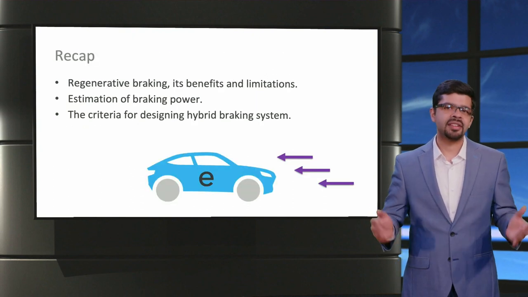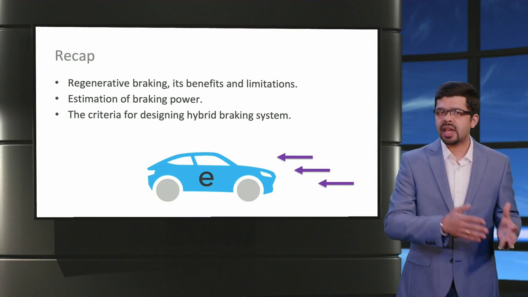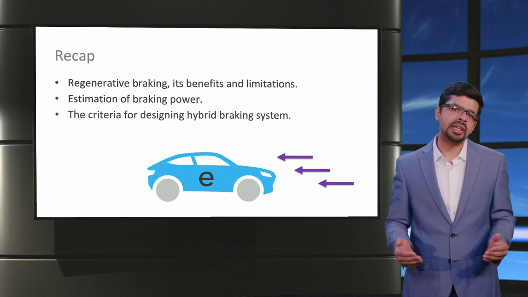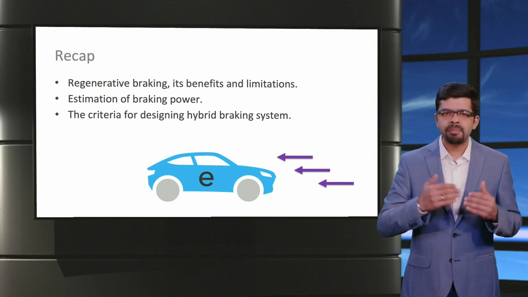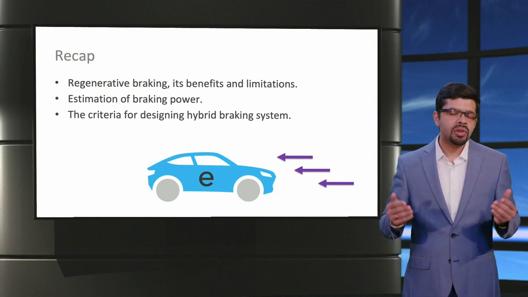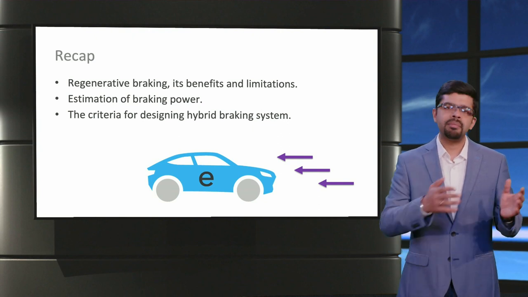So, to summarize, we have learned what regenerative braking is and its benefits and limitations. In particular, we learned how to estimate the braking power and saw the energy and power characteristics for the urban drive cycles. Finally, we looked at the essential criteria for the design of a hybrid braking system that combines electric and mechanical braking.